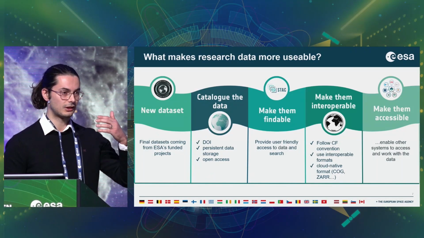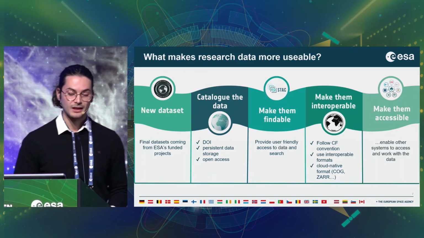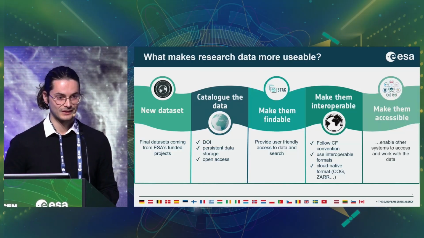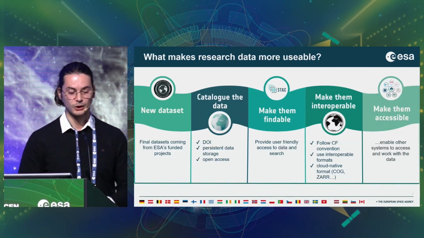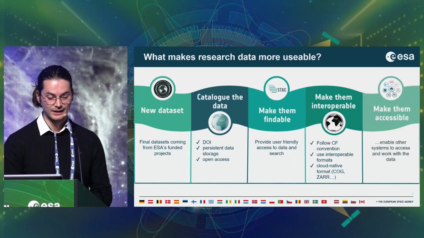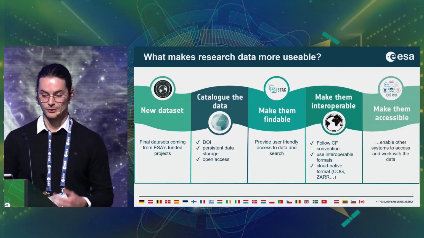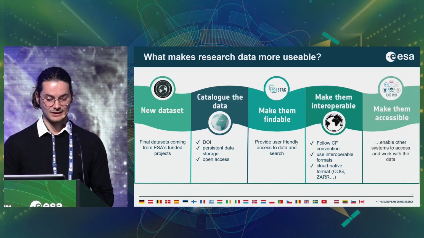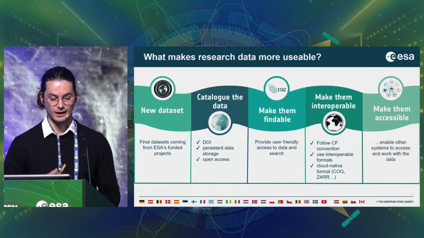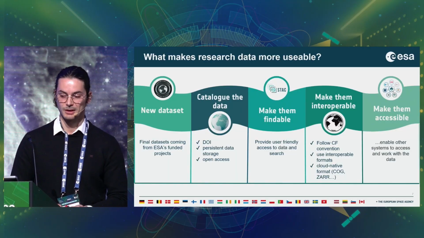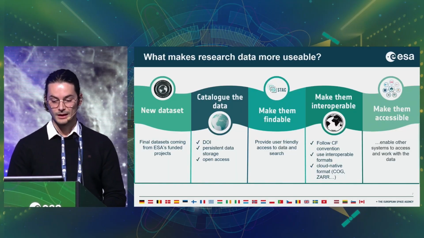Well, whenever we have a new data set, it would be uploaded somewhere on a central catalog. It would be assigned a DOI, a persistent identifier. It would be persisted in storage somewhere for the long term. It would be open access. It would be accessible via user-friendly interfaces, APIs, and so on that are interoperable for the community. It would follow conventions like the CF conventions for EO data. It would use interoperable formats, and it would be cloud-friendly to essentially enable mass processing of this data.